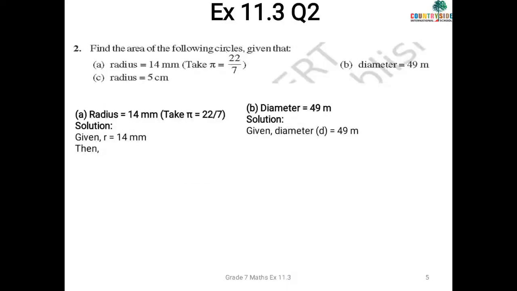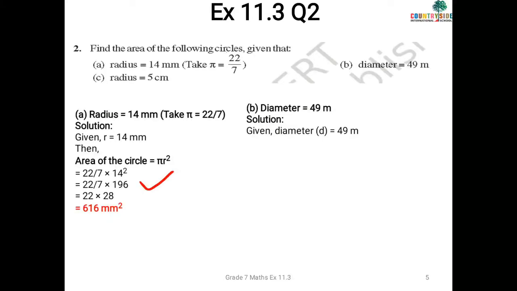Question number 2 is: find the area. Underline this word, area of a circle. For the first one, radius 14 mm is given to you and we simply have to find the area. In the beginning we discussed the formula of area, that is pi r square. Pi is 22 by 7 and r is given as 14 mm. Pi r square, so 22 upon 7 into 14 into 14. Now 14 into 14 is 196. So 22 upon 7 into 196. 7 ones are 7 and 7 twenty-eights are 196. At the end you will get your answer as 616 mm square.